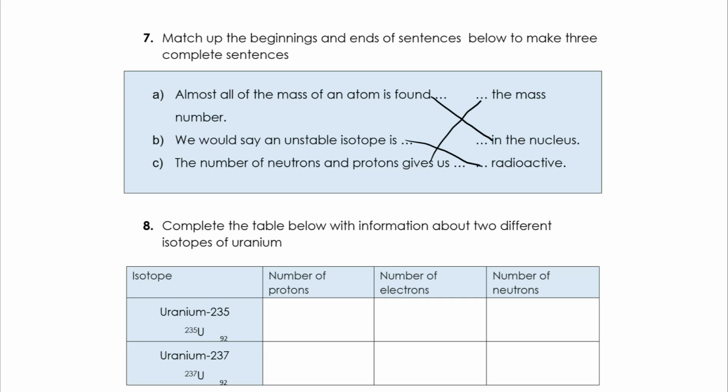For number 8, well, number of protons, we have an atomic number, 92. We also know that in an atom, number of protons equals number of electrons, so we also have 92 electrons. To work out the neutrons, repeating this once again, mass number take away atomic number, so we have 143 and 145.